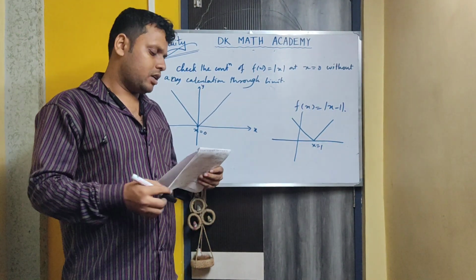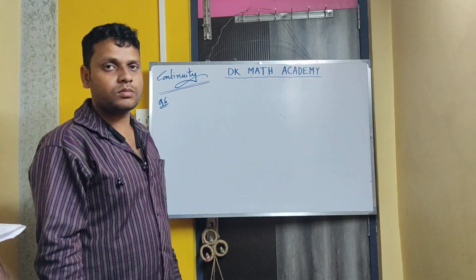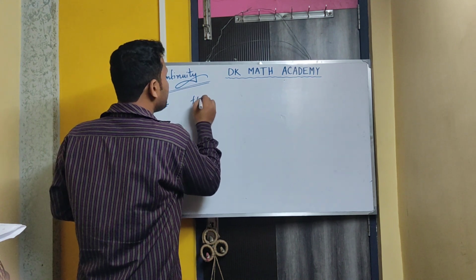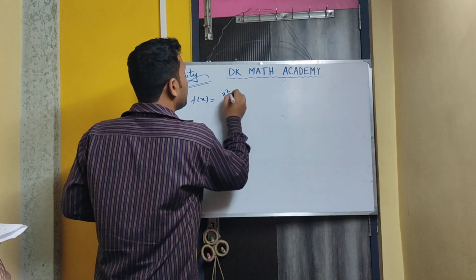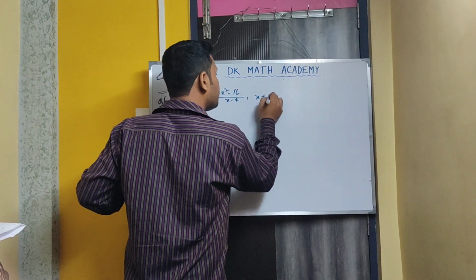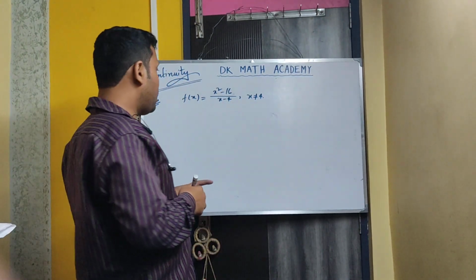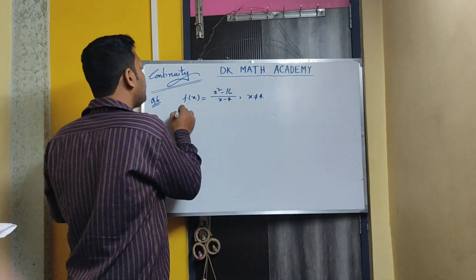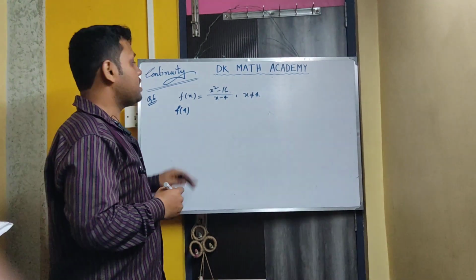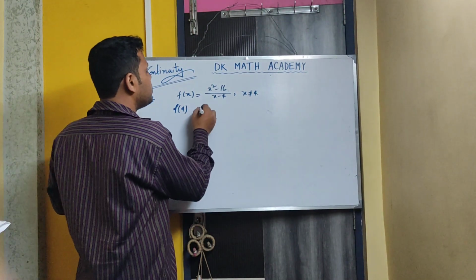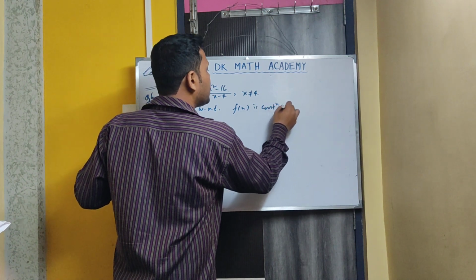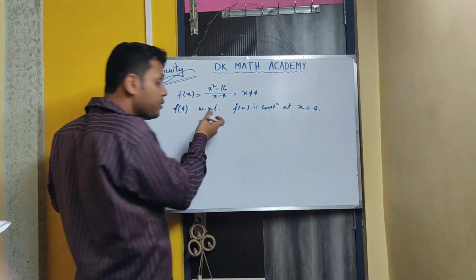Let's see our next problem. Suppose f(x) is given as (x square minus 16) by (x minus 4) when x not equals 4. Now you are asked what will be the value of f of 4, with respect to the condition that the function is continuous at the point x equals 4? f(x) is continuous at the point x equals 4. Then what will be the value of f of 4?